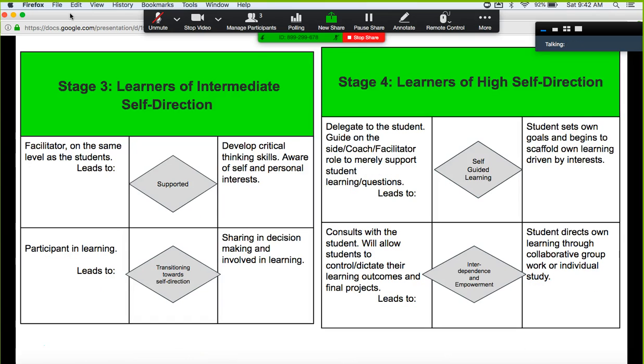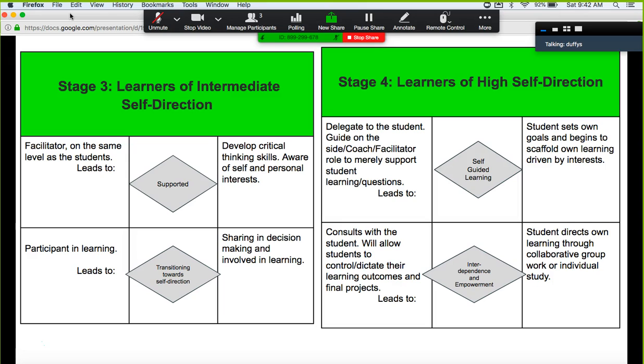Within stage 3 is where self-directed learning really starts to shine. Students are now more involved in the development of their own critical thinking skills, and they are much more involved in their learning. Teachers are now on the same level as their students and are more participants in the learning rather than being the holder of the knowledge.